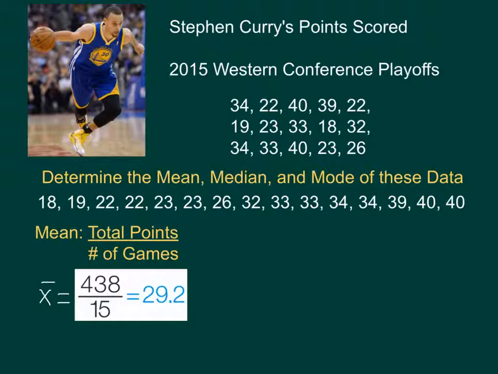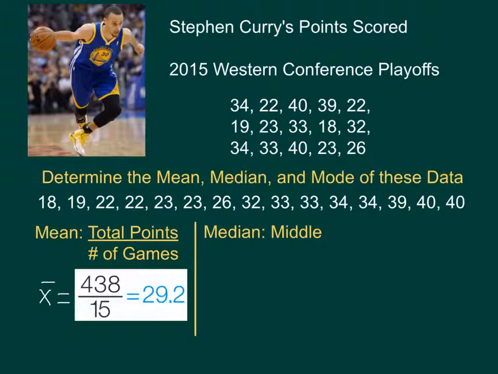Now, in this case, the division terminates at 29.2. And in many cases, it will be something that we'd have to round, and you'd look for the directions or just a reasonable answer in that case. So you could round this to about 29 points per game, but 29.2 is the exact mean. All right, let's next take a look at median.